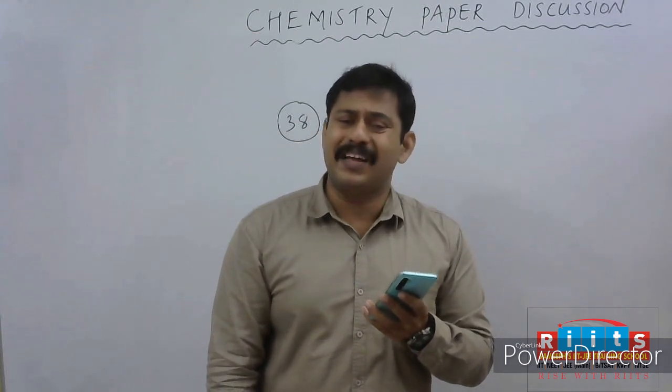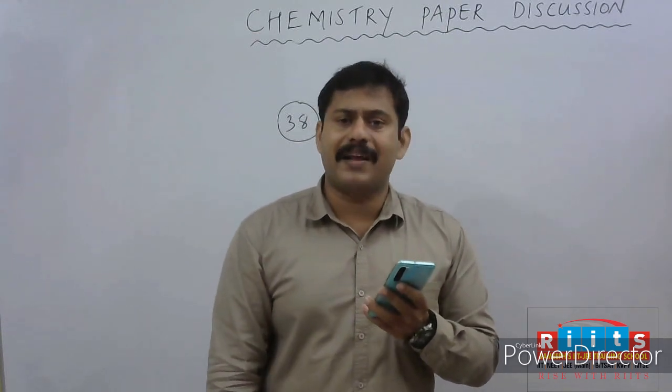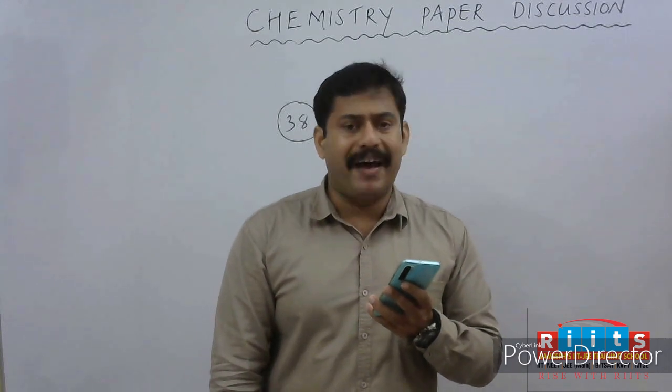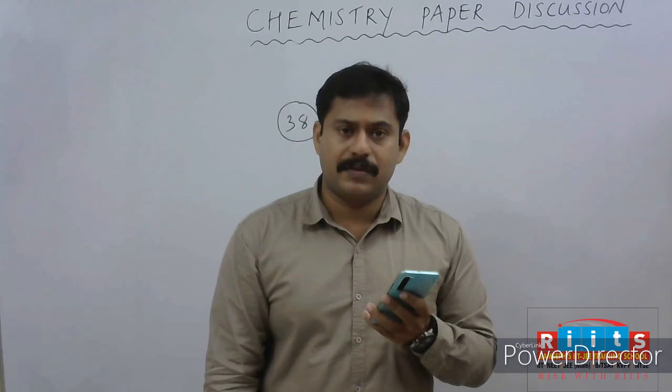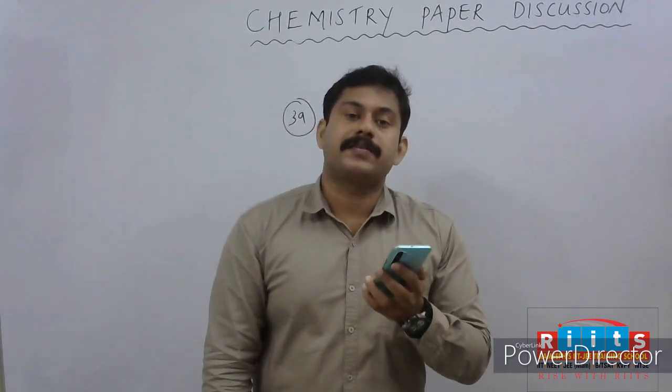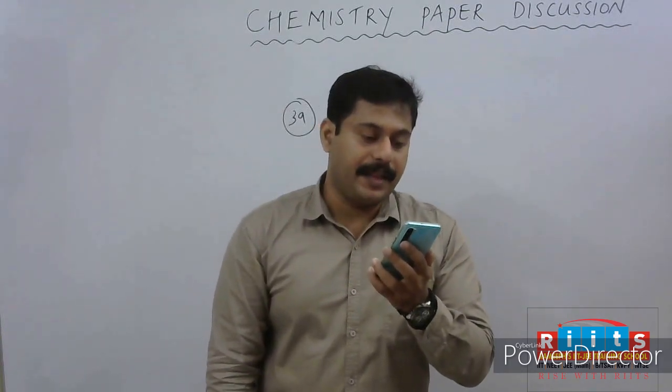What are the examples there? Silicon and germanium are the examples of zone refining. Van Arkel process, Mond process, everything you have to study with the examples. Thank you.